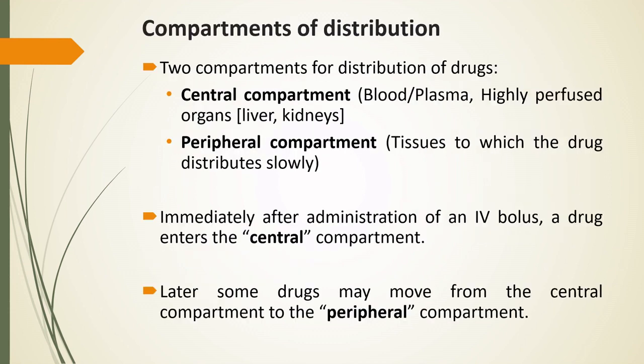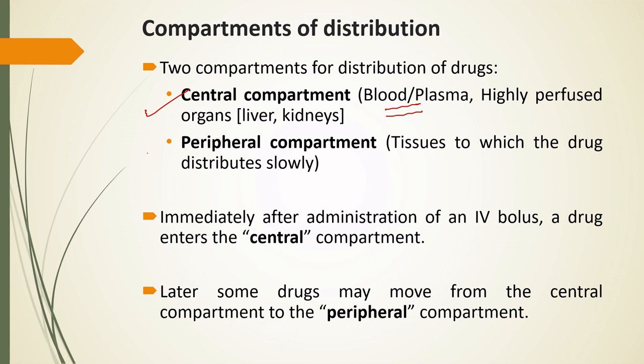Let us see what are the compartments of drug distribution. So basically there can be two compartments of distribution of the drug. The first compartment is the central compartment. The central compartment is basically formed by the blood or the plasma or some of the highly perfused organs such as the liver, kidneys and brain.